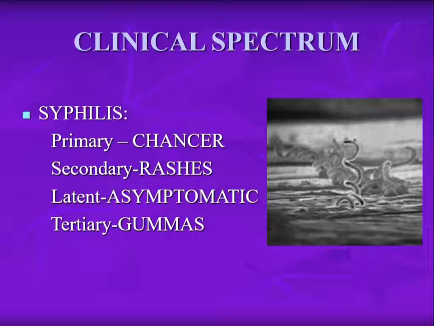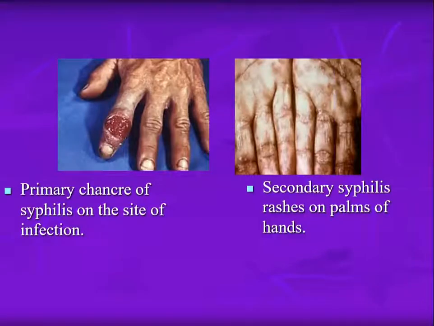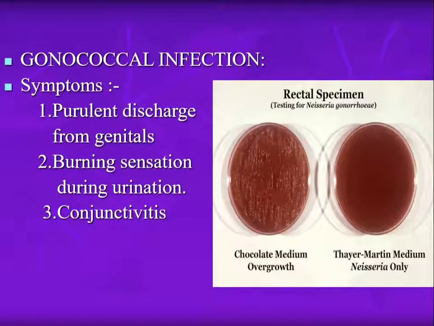And if you see the clinical spectrum in syphilis, the primary stage is the chancre, the secondary is the rashes, then the latent asymptomatic stage, and the tertiary gummas. If you treat in the primary stage, it will subside completely. But in the secondary stage, people develop rashes all over the body, latent means asymptomatic, and tertiary means forming gummas. You can see the primary chancres of syphilis at the site of infection, and the secondary syphilis rashes on the palms and hands.